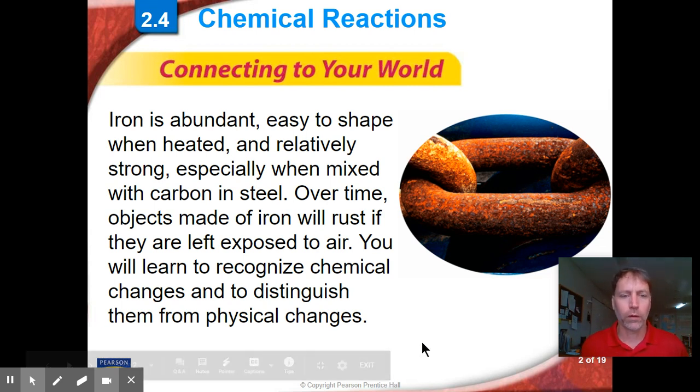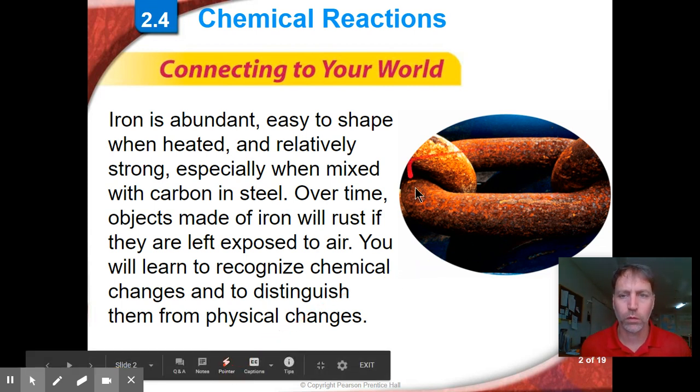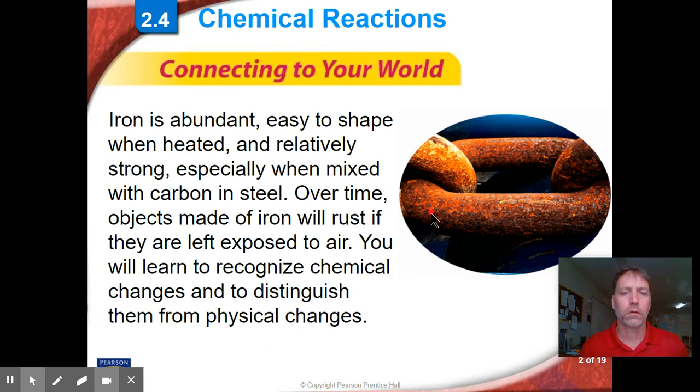So here we have some iron. Some of you are familiar with this. This is rust. When you leave iron exposed to the air long enough, it'll react with oxygen, called an oxidation reduction reaction. We'll talk about that much later this year. But rust forms, and you have a chemical change in the iron. The iron chemically changes to iron oxide, which is called rust. And it's an irreversible change.